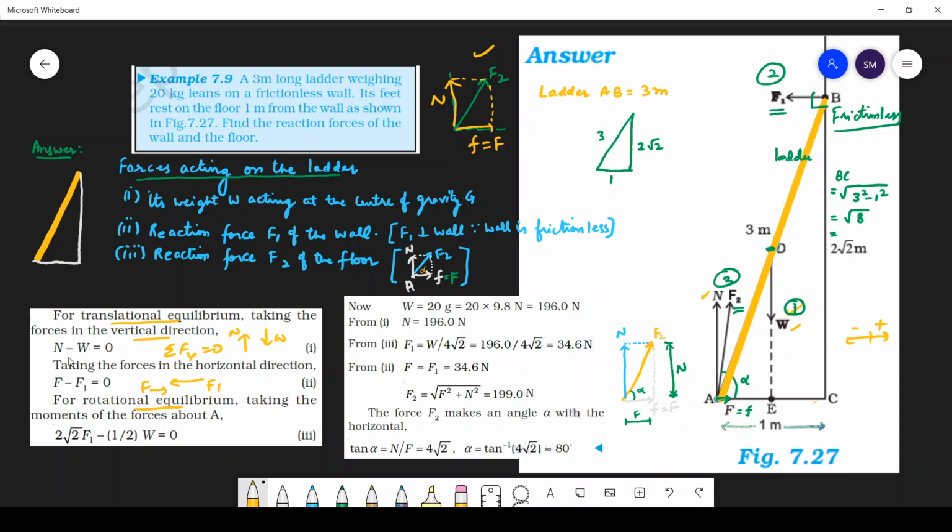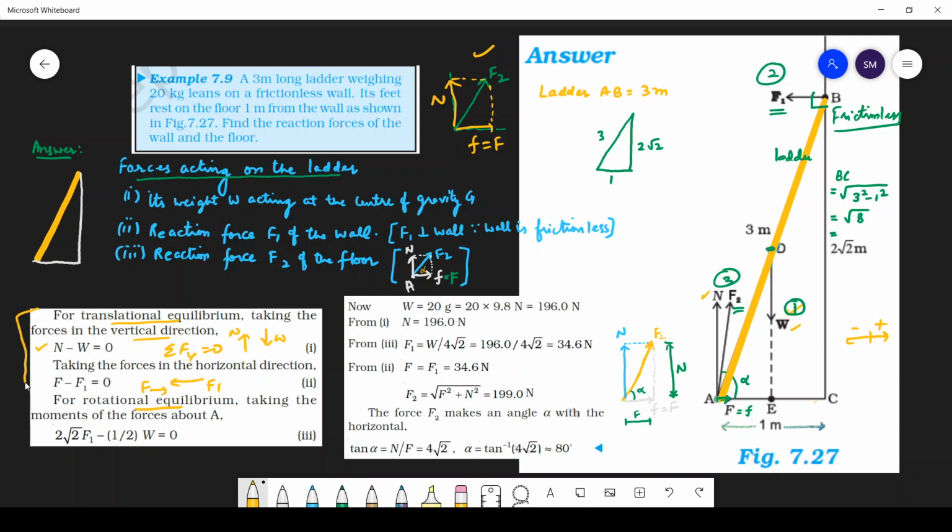So taking the moment about N. So but you are taking the switch off your mic. Randhir, better switch off your mic. So just have patience.